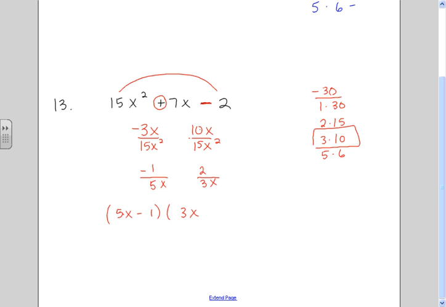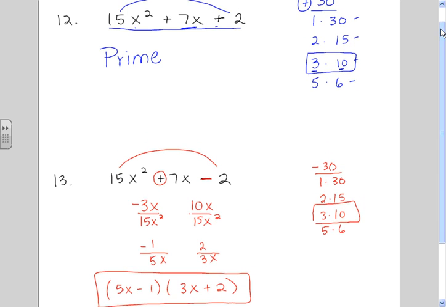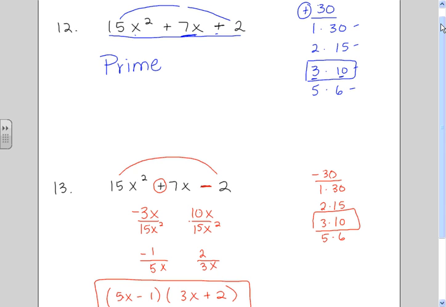times 3x plus 2. And so we could check this by using the FOIL method to make sure that it equals back to the original problem that we started with. But you can see just from these two problems the difference that a sign can make. You won't have a whole lot of problems that are prime, but there may be a few here or there on the homework.